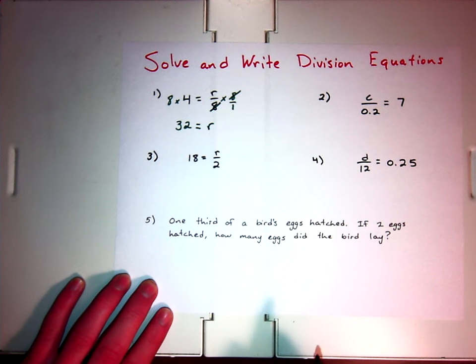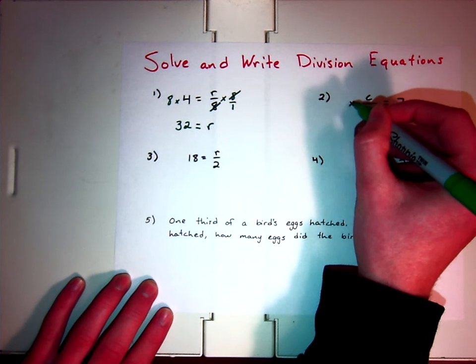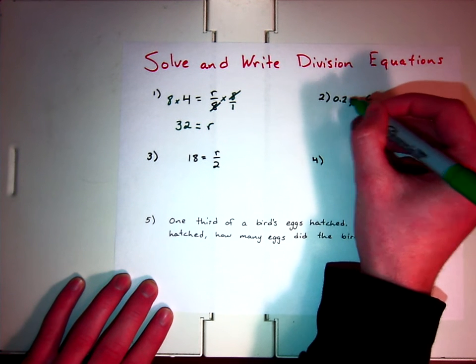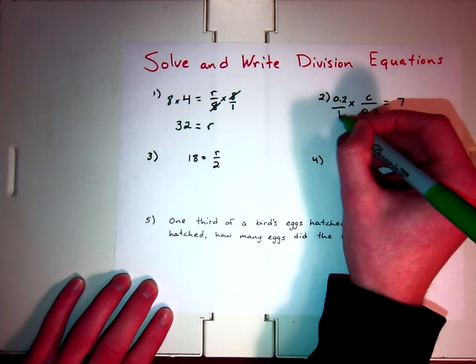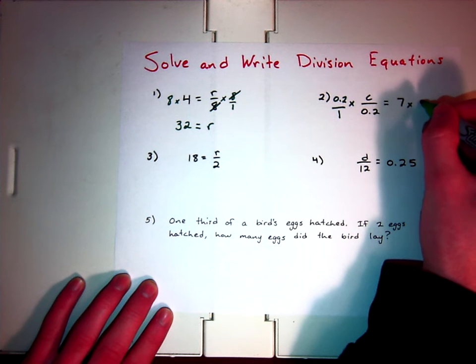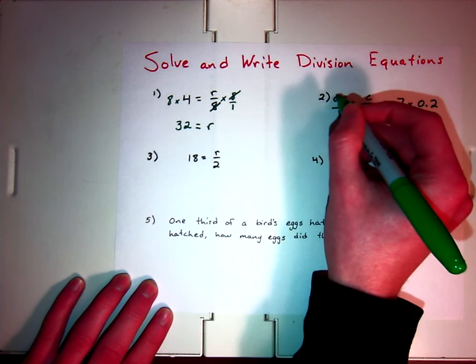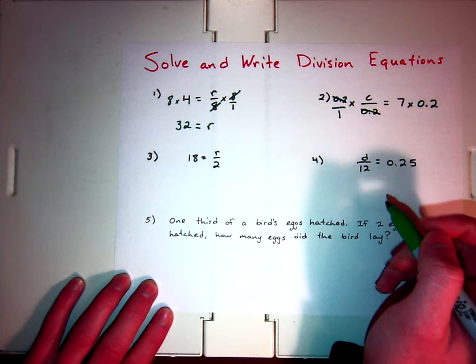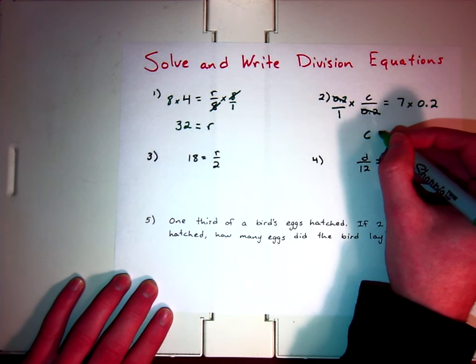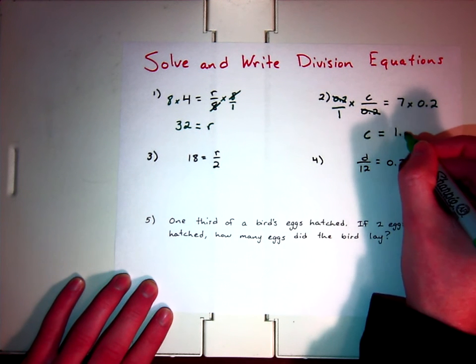Number 2, we see that C is being divided by 0.2. So if I want to cancel that out, I need to do the inverse operation, multiplying by 0.2. I could put that over 1 if I want that in fraction form. Multiply the other side by the same thing, 0.2. Well, these 0.2s on this side are going to cancel out, getting us just C. And over here, we're going to get 1.4.